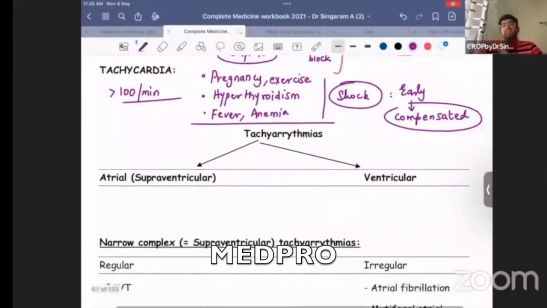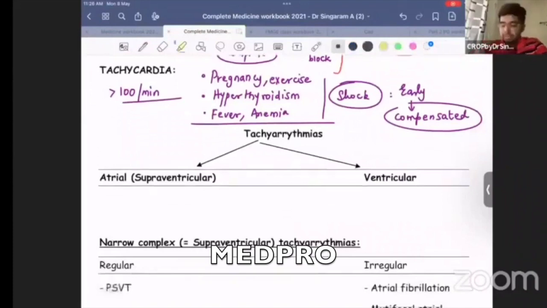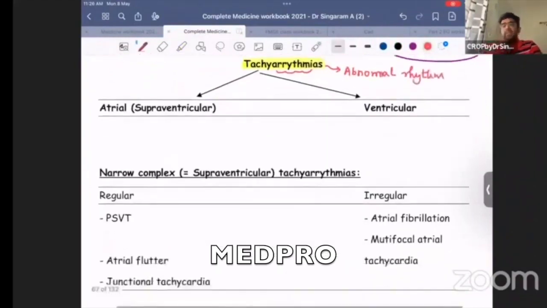Okay. Then we are going to look at something called tachyarrhythmia. What is the meaning of tachyarrhythmia? Here, not only is the heart rate increased, arrhythmia refers to an abnormal rhythm also. That's what you have to remember. Tachyarrhythmia refers to an abnormal rhythm associated with increased heart rate.